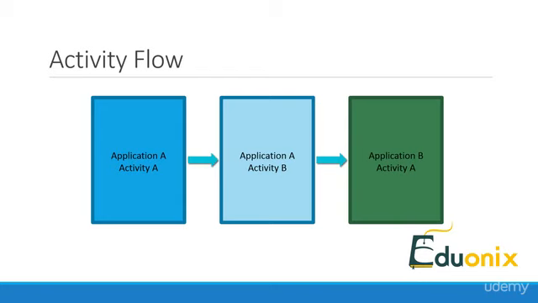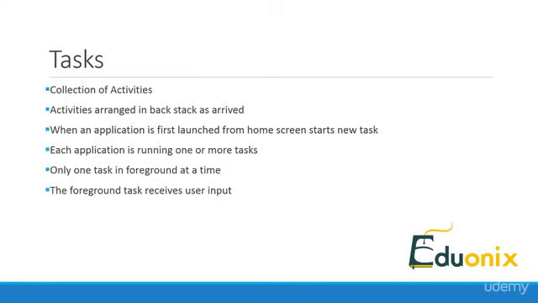Activity B of application A is now in the backstack, and the task that contained application A in this example is now completely on the backstack. Tasks in Android are collections of activities that the user interacts with when performing a certain job. These activities are arranged in the backstack as they arrived when they are no longer in the foreground of the Android system. Each application, when running, will contain one or more tasks in the Android system.